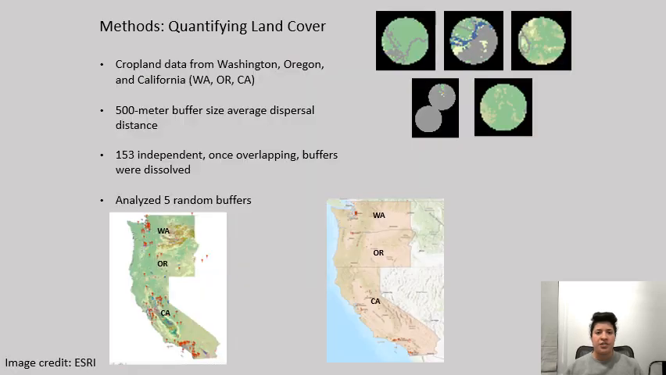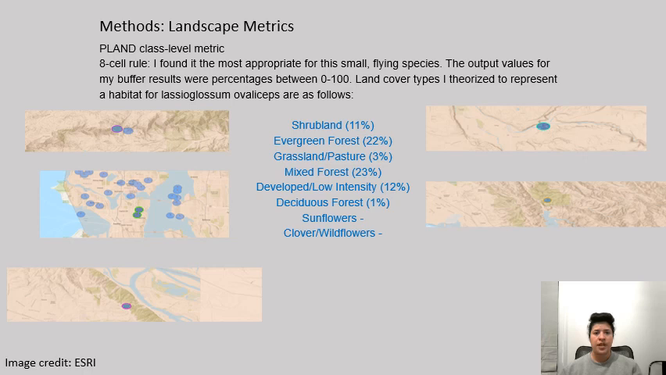These ArcGIS images illustrate cropland data from Washington State, Oregon, and California. 153 independent buffers were dissolved. 5 buffers were selected at random and then analyzed. I theorized the list below based on the highest counts of land cover types in the region. I exported the attribute table data in ArcGIS to an Excel spreadsheet to calculate proportion of my focal area in each land cover type. I received 2 projection areas and had to reselect buffers to correct the problems.